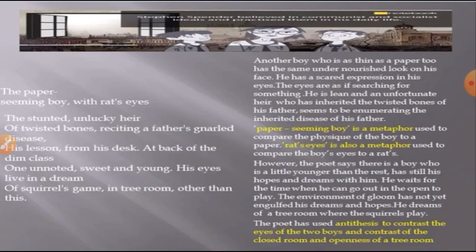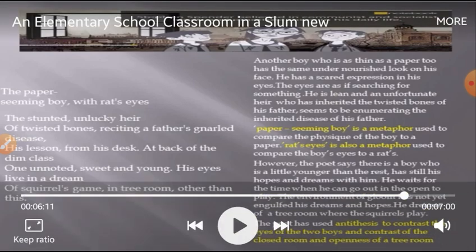Look at this, his eyes live in a dream. There is a dream in his eyes, right? Which dream, which hope is there in his eyes? Of a squirrel's game. Probably this boy is looking outside through the window. And outside there is a tree, and in the tree there is a tree room, matlab chidiyon, squirrels ke rehne ka ek chota sa jo ghar jaisa hota hai na, quarter, that is called a tree room.